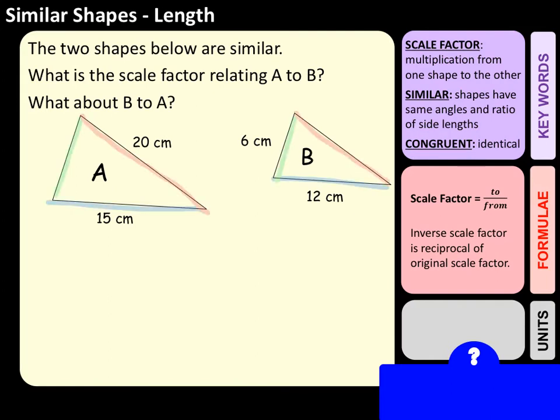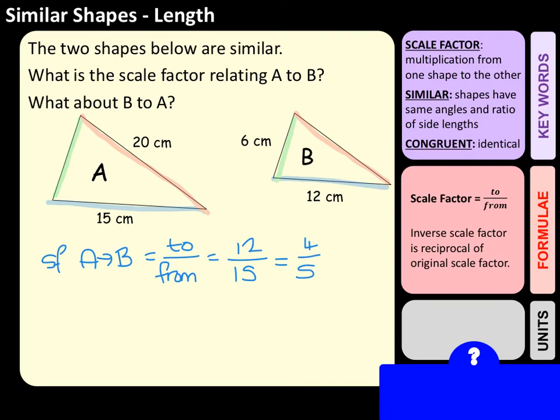Okay, so straight away looking at this, I can see that the side that I have corresponding on both shapes is the blue side. That's the only one where I have both measurements. So first of all, I'm going to do the scale factor relating A to B as I'm asked. So I'm going 2 over from, and I'm going 2B, so 12 from A, 15. I'm just going to simplify the fraction because I can see that numerator and denominator are divisible by 3, so that gives me 4/5 for the scale factor.